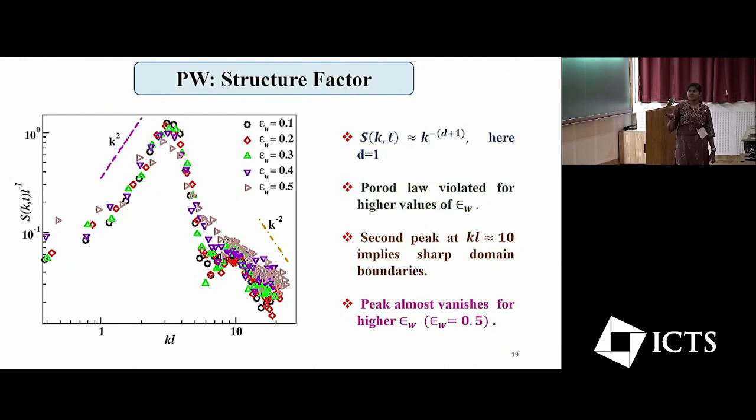But for higher values, we can see that the peak is almost vanishing, because as we have seen in the final configuration, the domain boundaries are no more sharp, they have been completely distorted.